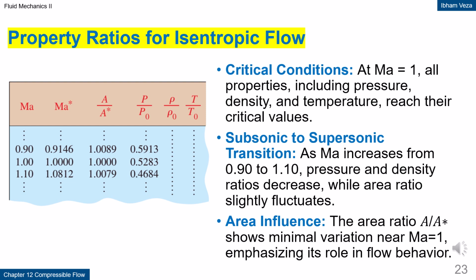At Mach number equal to 1, all property ratios reach their critical values. As Mach increases from subsonic to supersonic, the pressure and density ratios continue to decrease. The change in area ratio is relatively small around sonic conditions. This shows that the region near Mach 1 is very sensitive to changes in flow conditions. This table is very useful for interpolation in practical calculations.